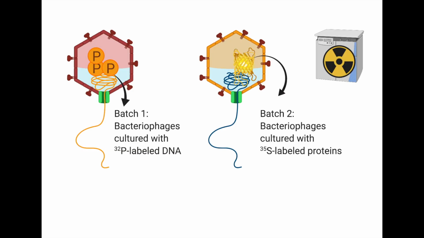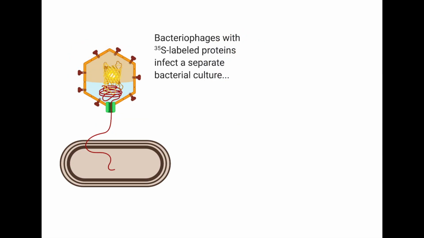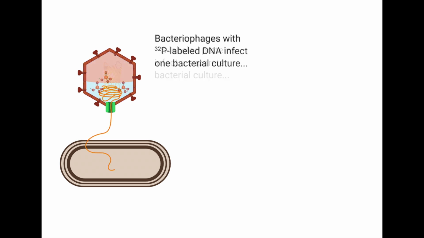Hershey and Chase prepared 2 batches of phages. In each batch, the phages were produced in the presence of a specific radioactive element. The first sample was produced in the presence of 35S, a radioactive isotope of sulfur. The second sample was produced in the presence of 32P, a radioactive isotope of phosphorus.